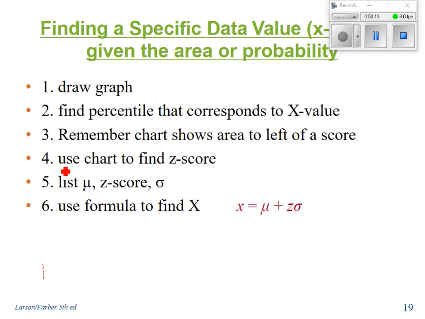Remember that the chart always shows to the left. You can use the chart if you want. Phoenix said the chart was pretty easy, but then I saw him using his calculator, so he probably figured out the calculator is pretty easy also.